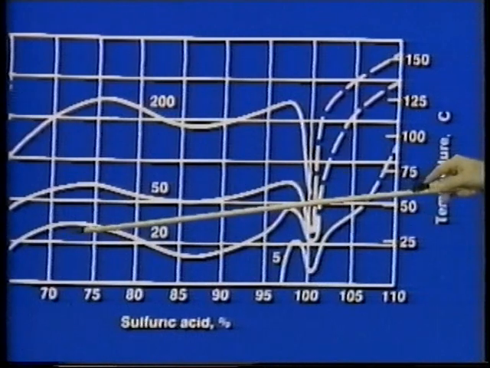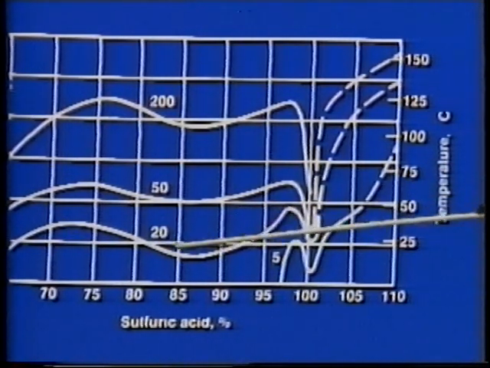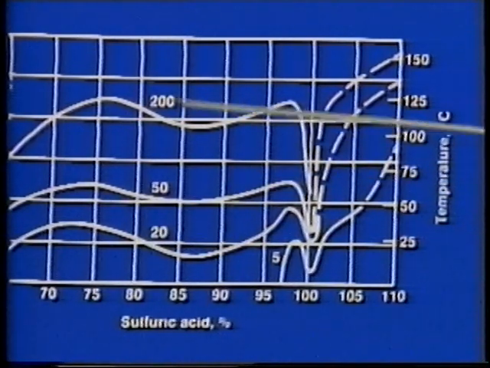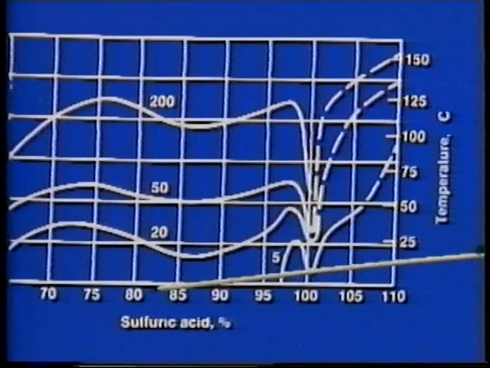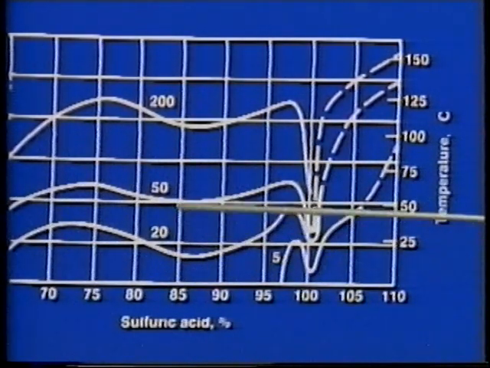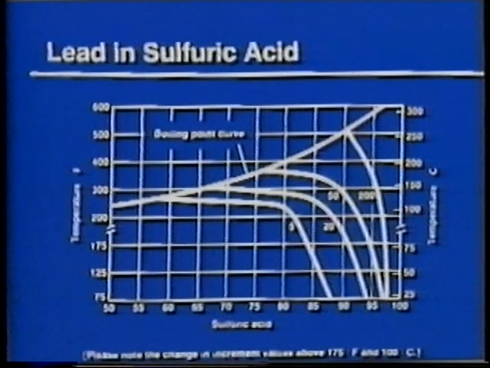So if we take a rate of 20 mils per year, it's somewhat like a topographical map. This would show 20 mils per year, 50 mils per year, 200 mils per year. What it shows is that sulfuric acid has a reasonably low corrosion rate at several of the higher acid concentrations. So sulfuric acid can be contained in steel if the acid is highly concentrated. You wouldn't want to rinse it out with water and go to a dilute sulfuric acid. That would attack the steel.